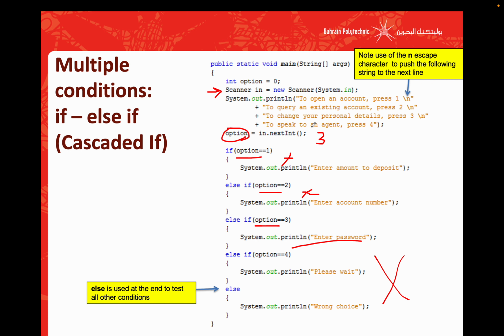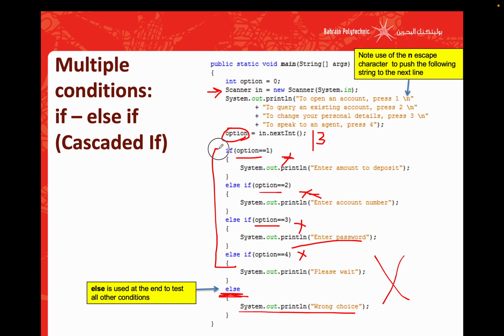Now let's say the option was 13. In that case, it will go through this. It's not 1, so skip this. It's not 2, skip this. It's not 3, skip this. It's not 4, skip this. Now all the options are skipped, and it reaches the else part, which is it didn't find any option. So in that case, it will just print wrong choice. So else is executed if none of the conditions match.